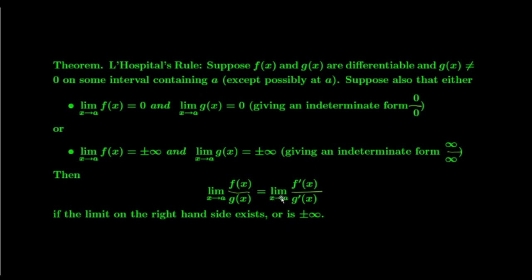then the given limit, the given indeterminate quotient, can be computed using a new limit. The new limit is obtained by differentiating the numerator and the denominator separately. It's not the quotient rule. You differentiate the numerator, you differentiate the denominator, and then you take the new limit. There's one other condition, but in many cases you do not check it. The other condition is that the new limit is either a finite number or infinity.